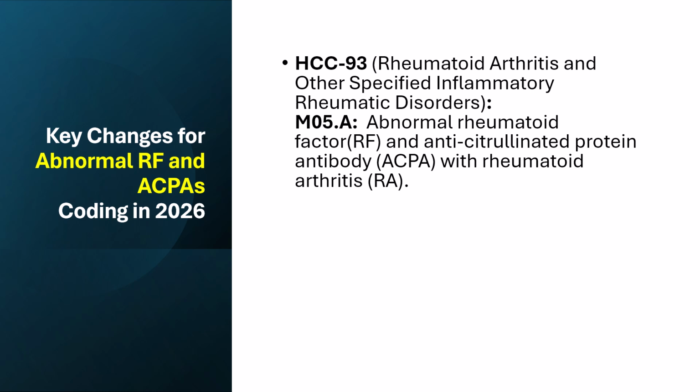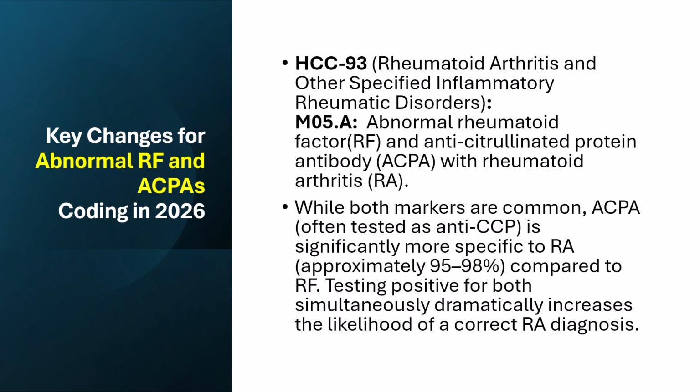2026 new code M05A, abnormal rheumatoid factor and anti-citrulline protein antibody with rheumatoid arthritis, often termed double positive RA. It falls under HCC 93, rheumatoid arthritis and other specified inflammatory rheumatic disorders, in version 28. This code indicates that a patient has tested positive for both rheumatoid factor, RF, and anti-citrulline protein antibody, ACPA, markers.